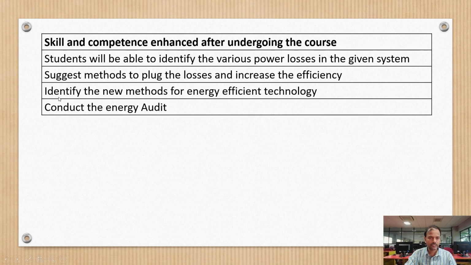And the third point is identify the new methods for energy efficient technologies. As we have already known, units 2, 3, 4, 5 will be concentrating on this particular aspect. So once they go through 3, 4, 5, definitely the student can identify the new methods for energy efficient technology. And finally, conduct the energy audit survey.